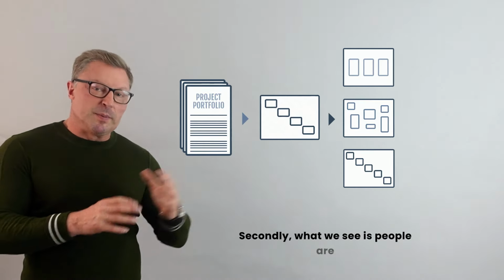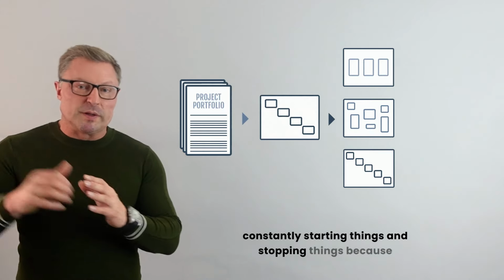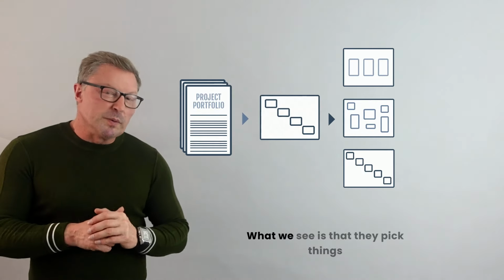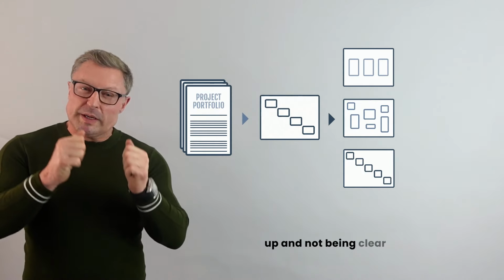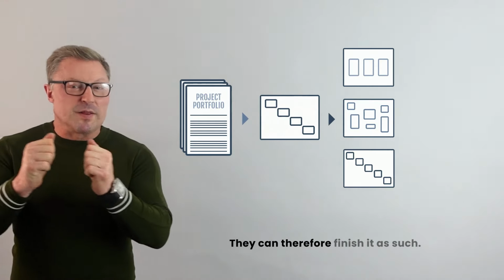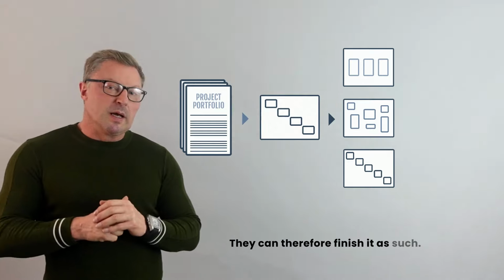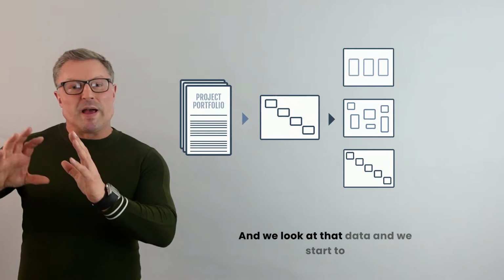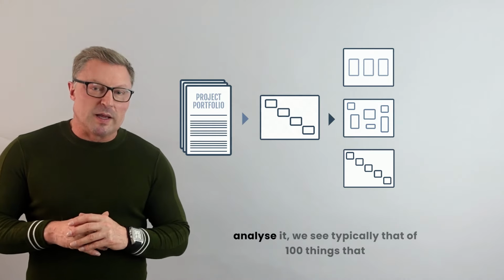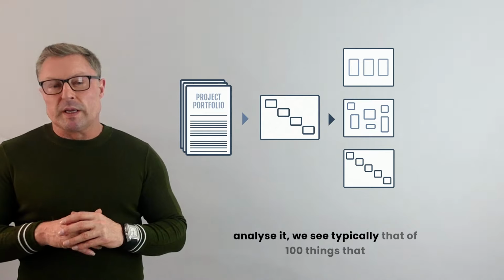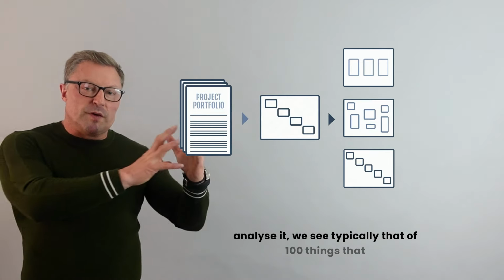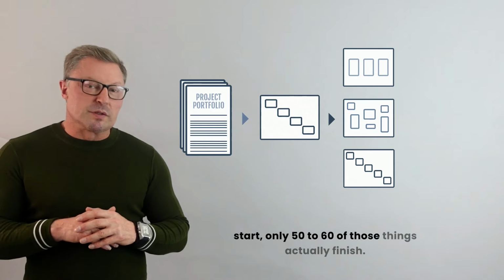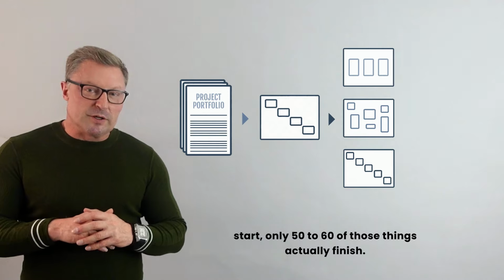Secondly, what we see is people are constantly starting things and stopping things because the priority rule is constantly changing. They pick things up and, not being clear on what that thing is, they can't therefore finish it. As such, again, everything takes longer, and we look at that data and start to analyse it. We see typically that of 100 things that start, only 50 to 60 of those things actually finish.